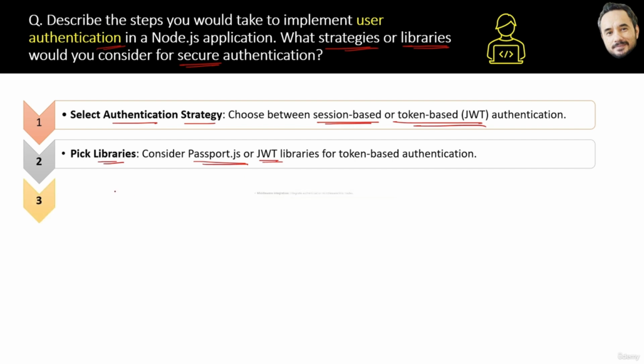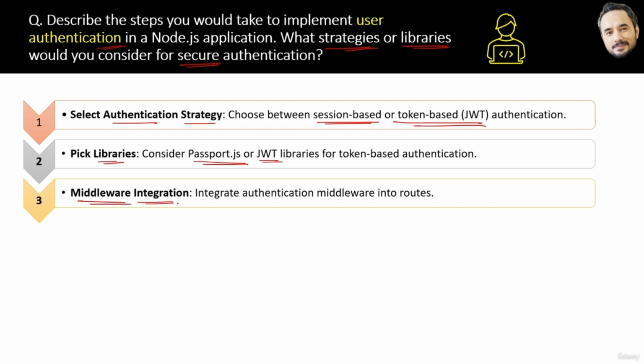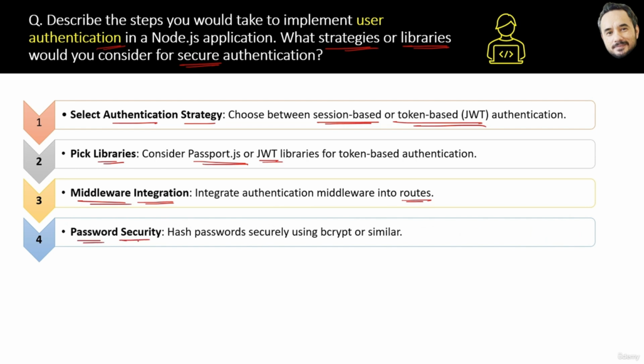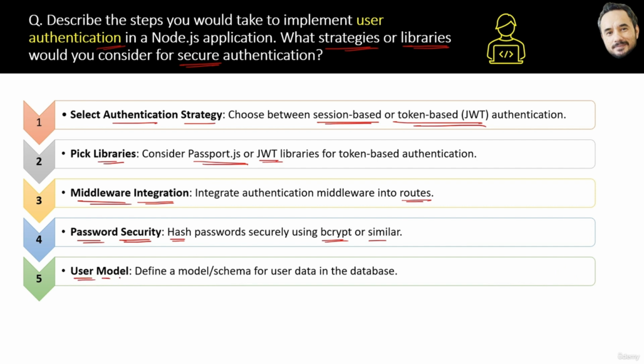The third step is middleware integration. Integrate the authentication middleware into routes using your middlewares. And you know that the authentication will happen at the middleware level only, right? The fourth step is password security. Hash the passwords securely using bcrypt or something similar. I already covered how to create hash and salt password using the bcrypt library to make the passwords more secure, right?